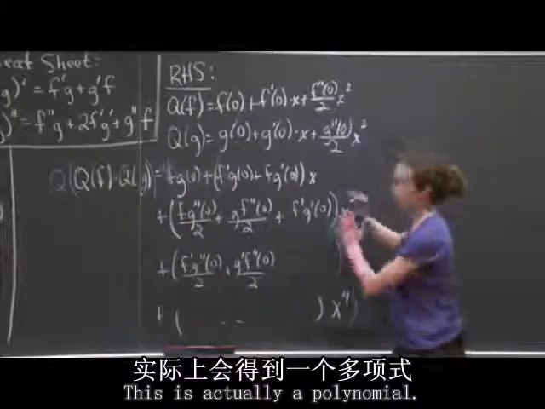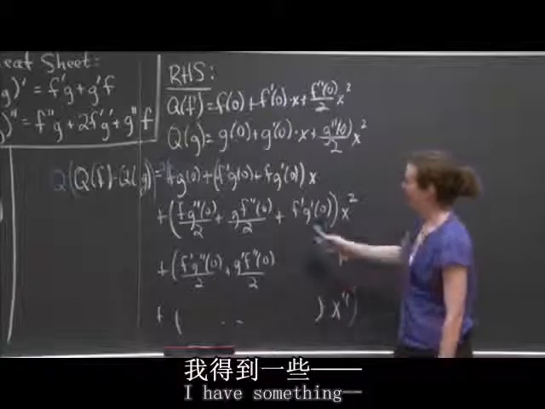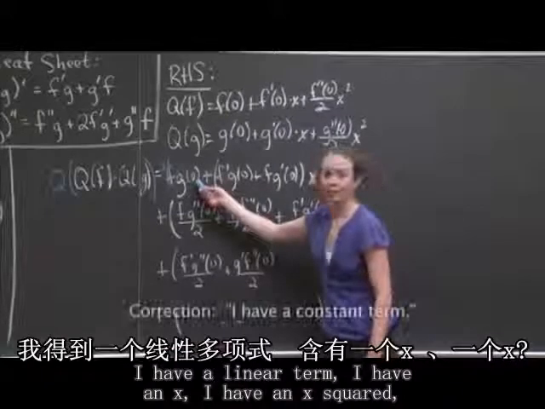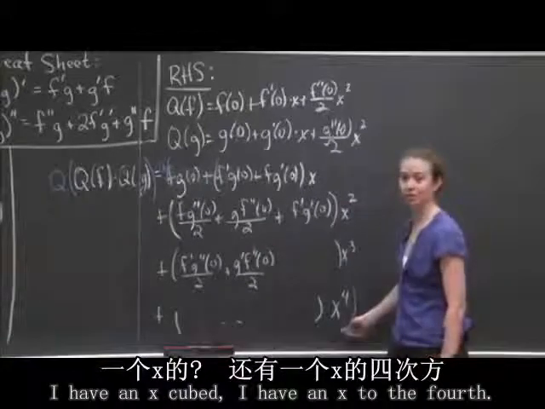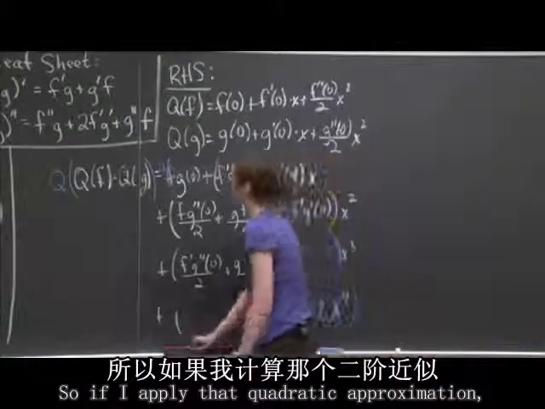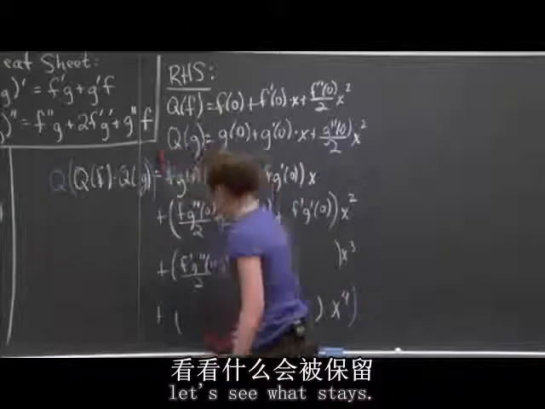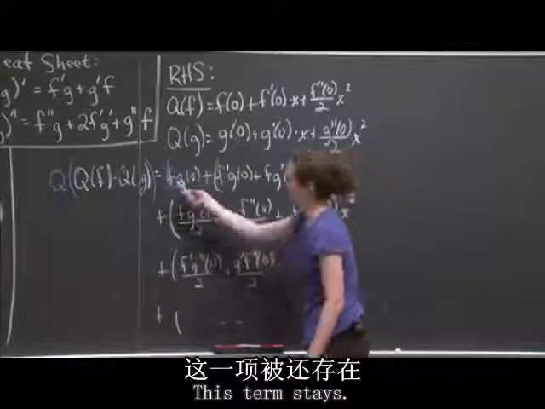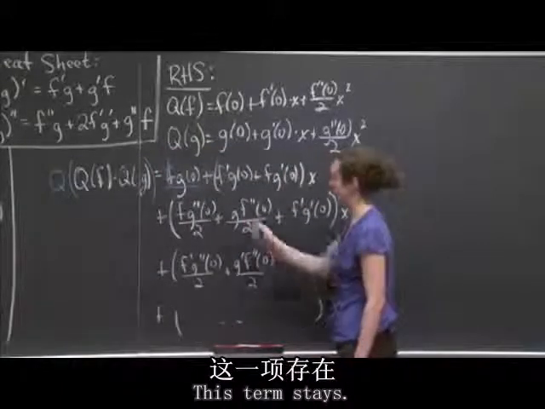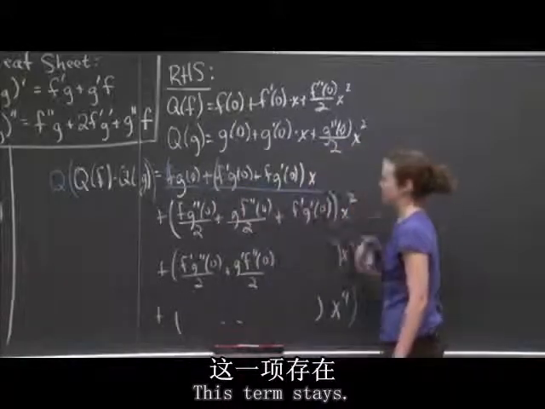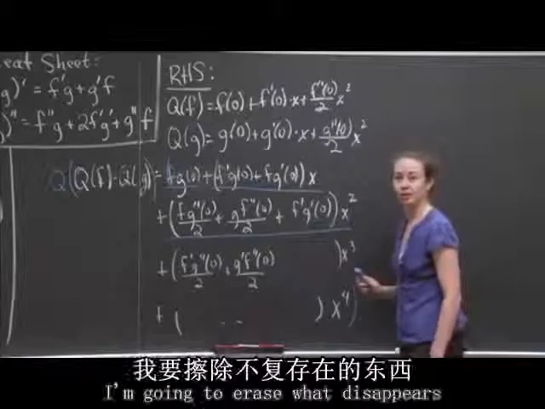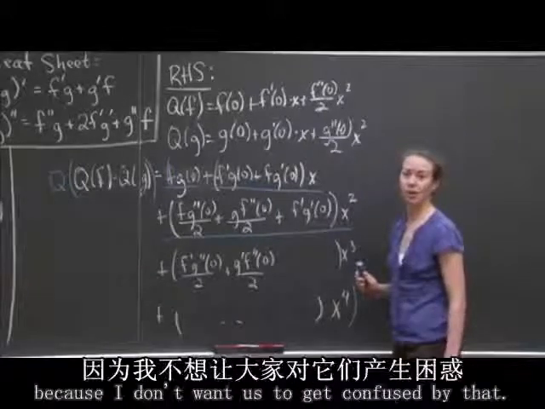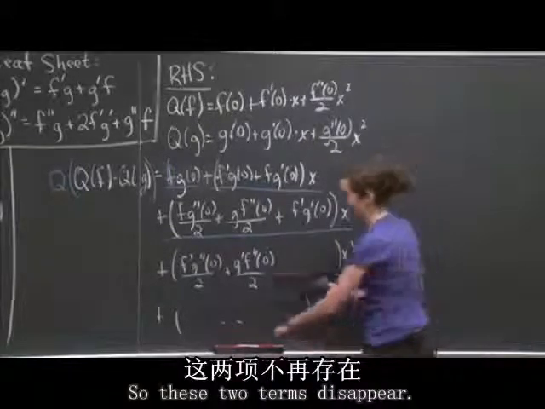This is actually a polynomial. I have a linear term, I have an x, I have an x squared, I have an x cubed, I have an x to the fourth. So if I apply that quadratic approximation, let's see what stays. This term stays. This term stays. This term stays. I'm going to erase what disappears because I don't want us to get confused by that. So these two terms disappear.